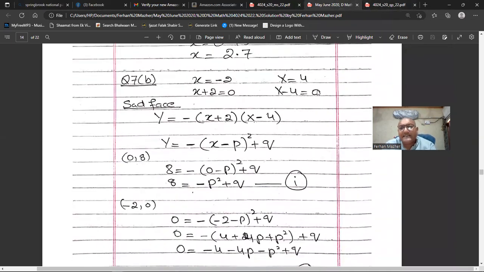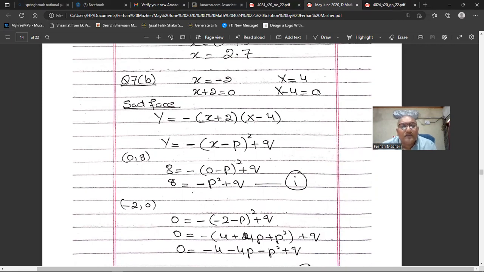The x-intercepts are -2 and 4. So x equals -2, so x plus 2 equals 0. x equals 4, so x minus 4 equals 0. Because it's a sad face, you multiply these two with each other. So the equation of that parabola, or quadratic function, is y equals minus. Why do I put a minus outside? Because it's a sad face. Minus x plus 2 into x minus 4.